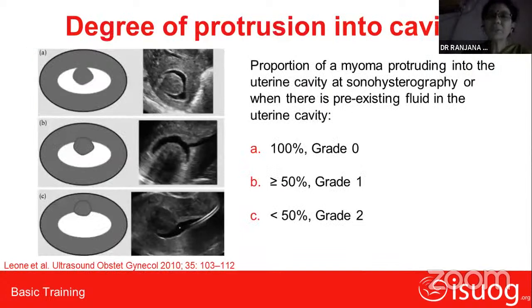The degree of protrusion into the cavity in case of myoma. The proportion of myoma protruding into the uterine cavity is seen at sonohysterography, or when there is pre-existing fluid in the uterine cavity, for example during the menstrual phase. If it is 100% protruded into the endometrial cavity, it is known as grade 0. If it is more than 50% protruded into the cavity, it is known as grade 1. If the myoma is less than 50% protruding, it is grade 2. We have to do this grading in order to decide whether we can do the hysteroscopic resection or not.